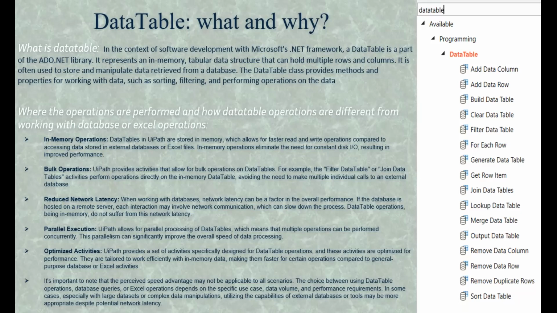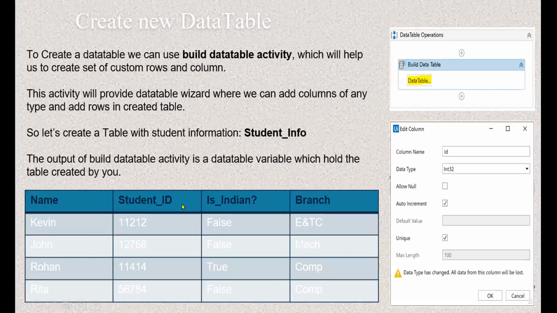Let's start with our first operation, which is our data table. The first thing they can ask you is to build a data table. In the Excel file, they can say you need to create a data table. For that, we have an activity, the Build Data Table activity, which will help you create custom rows and columns.